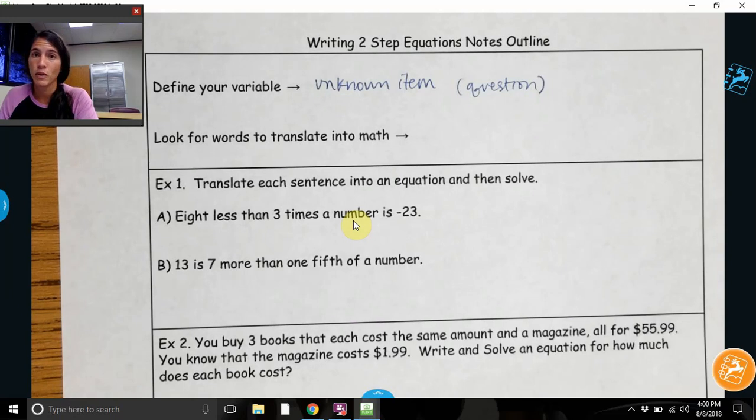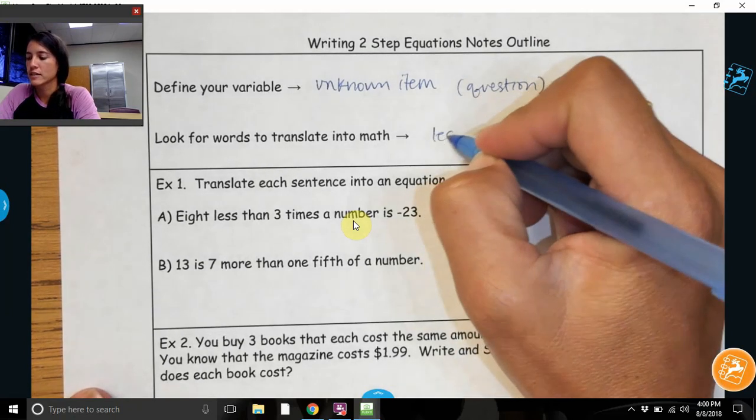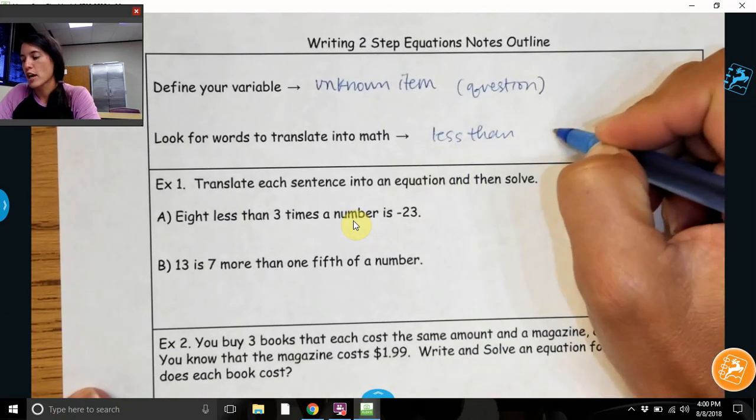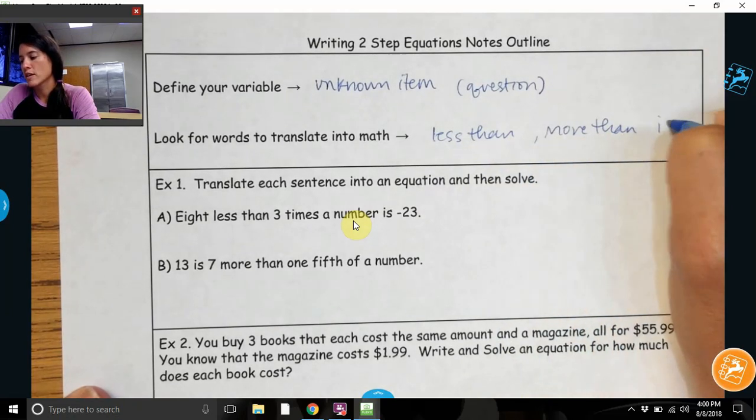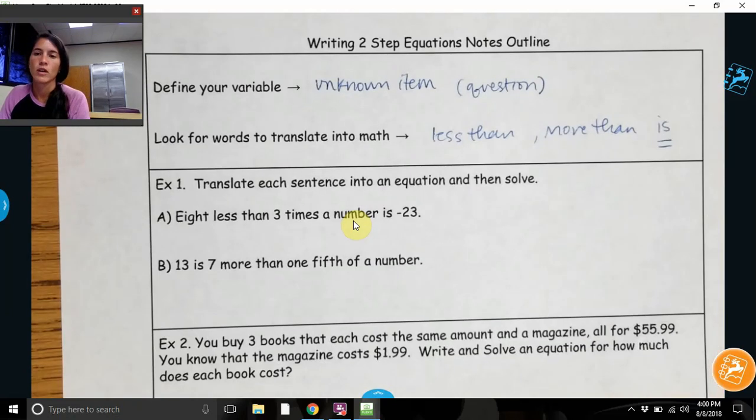We want to define our variable. You can pick which variable you use. There are common variables like x and y, and sometimes you might want to use a letter that represents the unknown item or the unknown quantity. The other part is we want to look for words that we can translate into math. Things like less than means subtraction, more than means addition, and the word is usually means equal to.